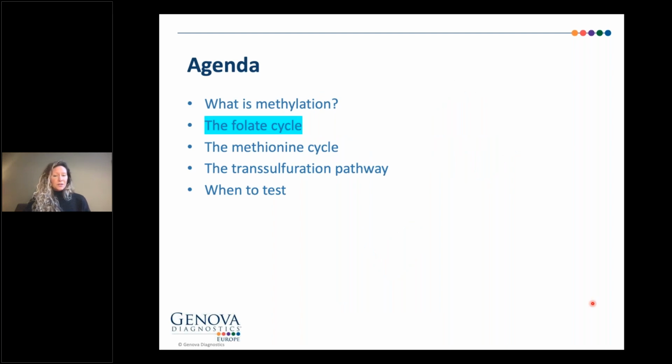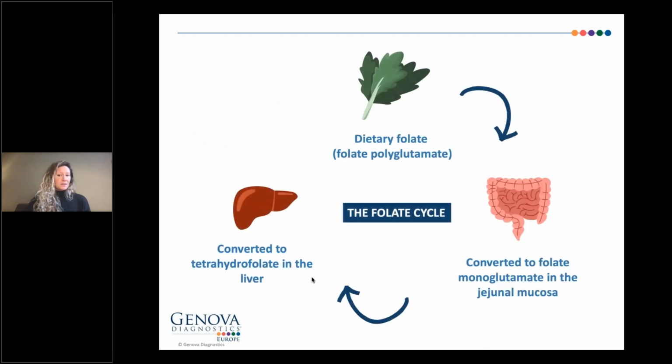So now that I've given this short introduction into methylation and what it actually is, let's move on to the first part, which is the folate cycle. So this here really is the first stage of the folate cycle. What actually happens from the minute we ingest folate is just as essential as looking downstream to the end product of the folate cycle, which is a compound which I'm sure many of you are familiar with, which is 5-MTHF or 5-methyltetrahydrofolate.